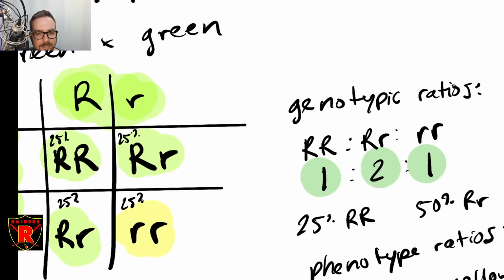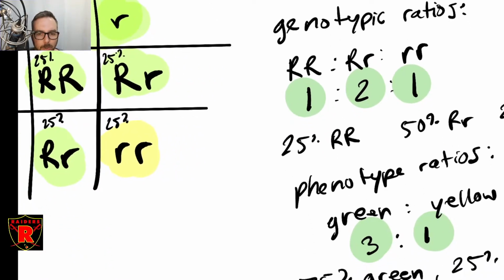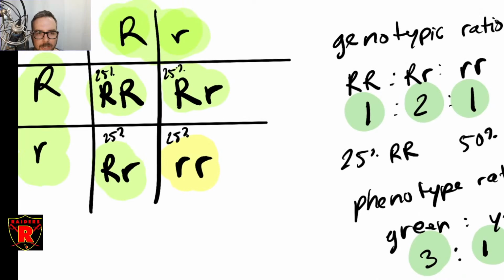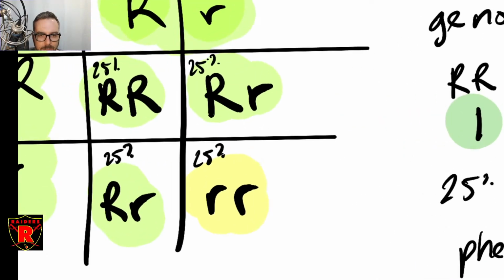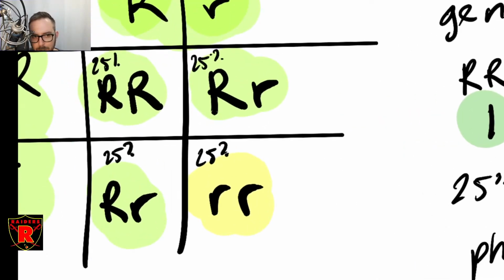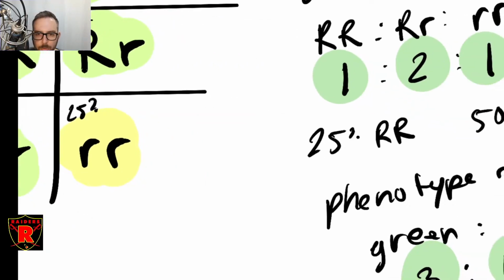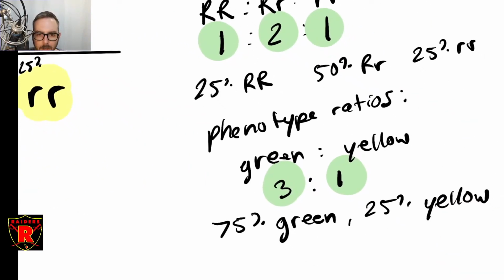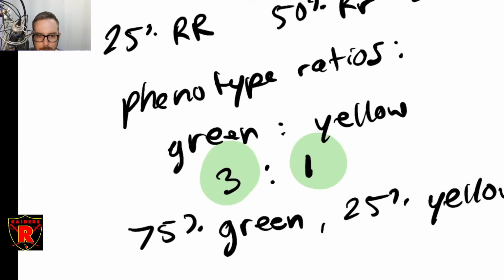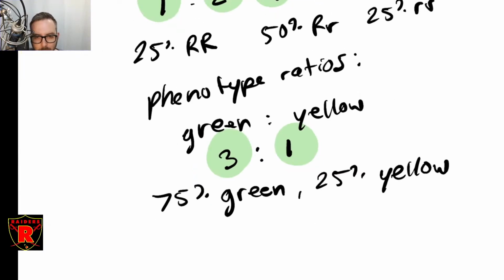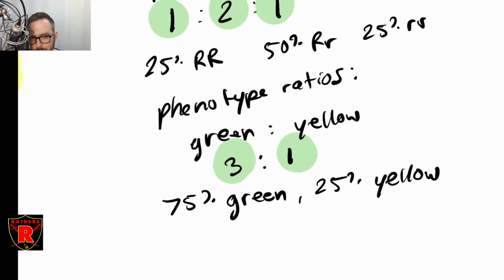What Mendel did see was the phenotypic ratios. So what he saw in the end was that 3 of these, and remember, anytime you have a big R, you're going to be green. So 3 out of 4 were green. This is the phenotypic ratio. And 1 out of the 4 were yellow. So you write that as 3 to 1, green to yellow, or 75% green and 25% yellow. So that is what Mendel actually saw.